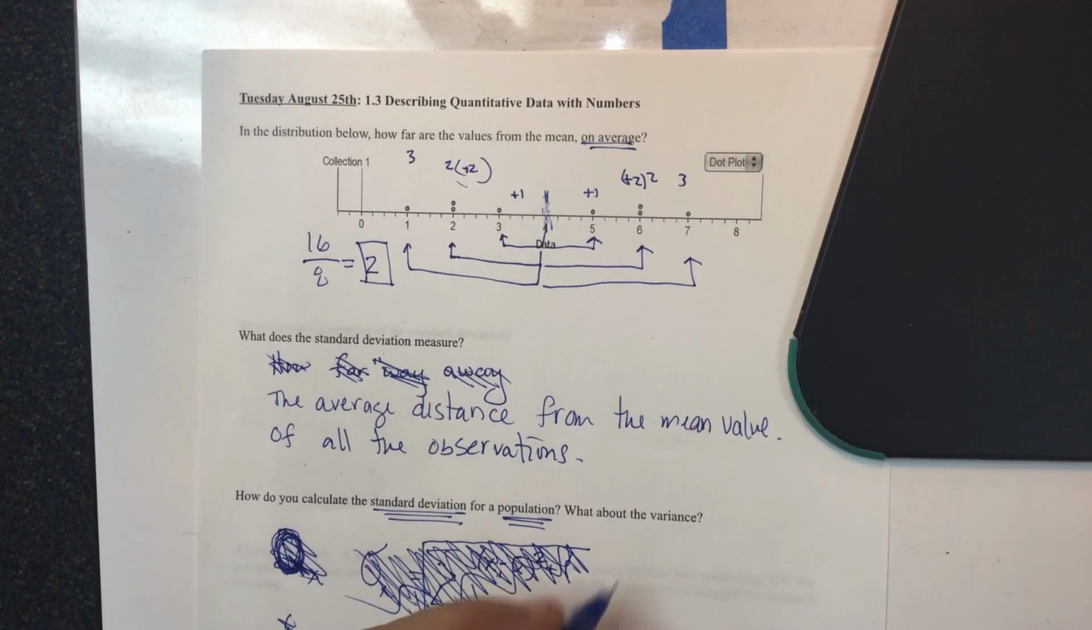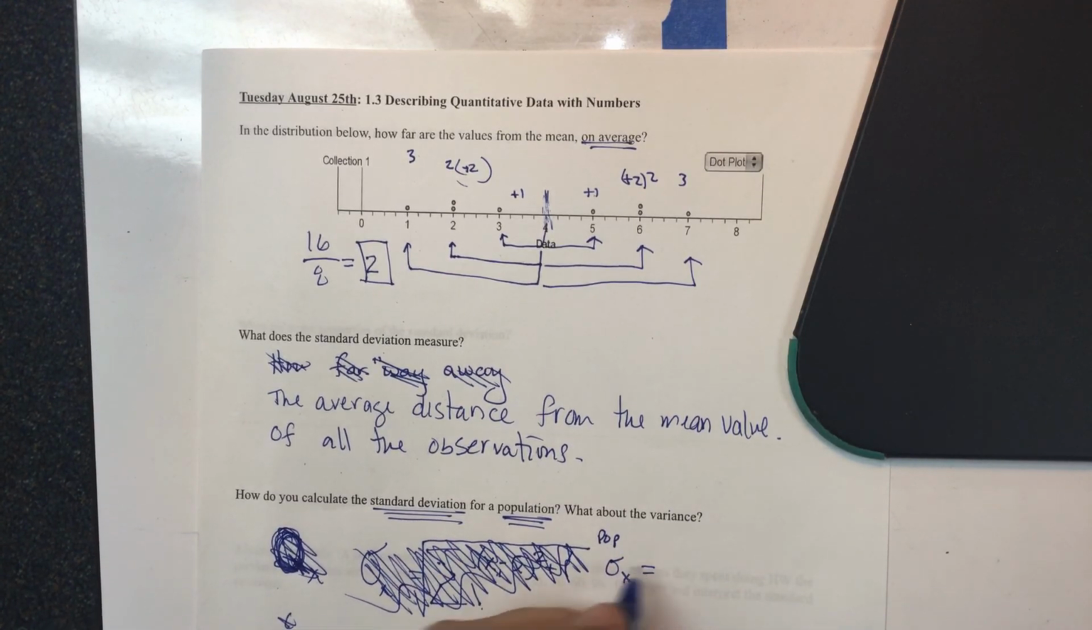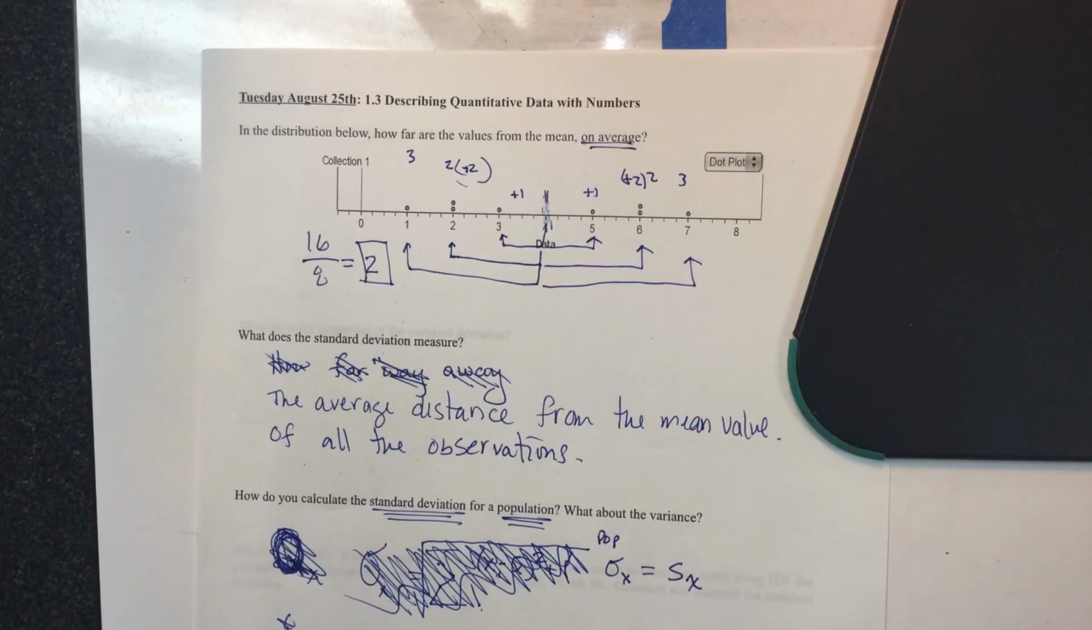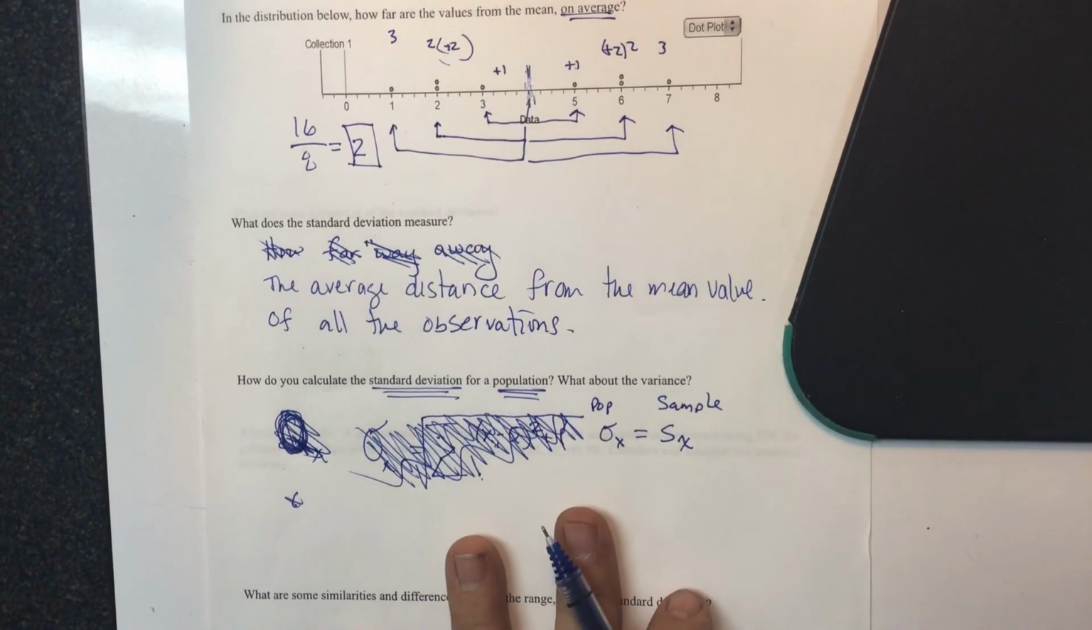So if I'm going to calculate the average standard deviation, one of the formulas you'll see is something like this, which is the population, or you'll see the standard deviation of x, which is the sample. So they really mean the same thing. It just depends on what we're dealing with right there.